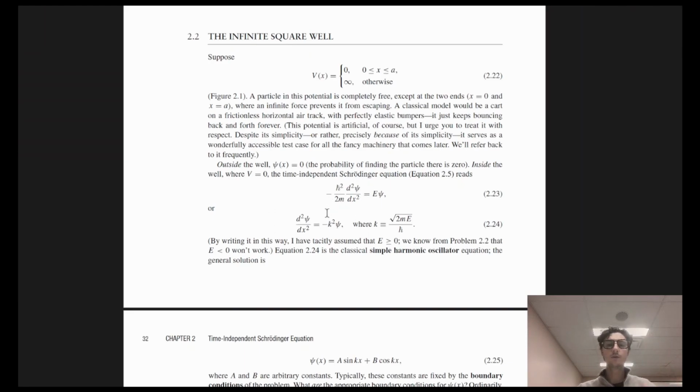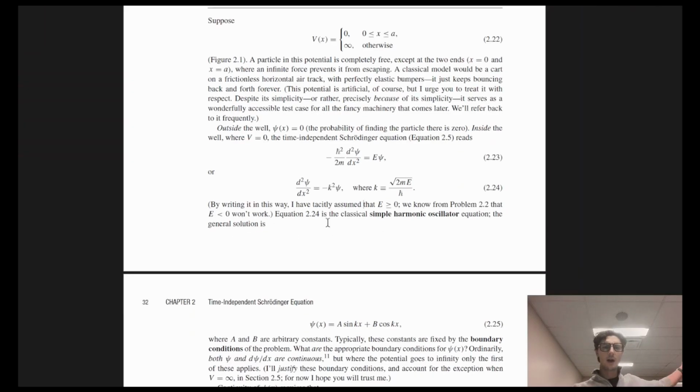Now we can move some parameters around, so multiply or divide both sides by minus h bar squared over 2m, and then we create a new variable, this substitution. We call this k, and we have k squared over here. So the Schrodinger equation for V equals 0 becomes this. By writing it this way, I have tacitly assumed that E is greater than or equal to 0.